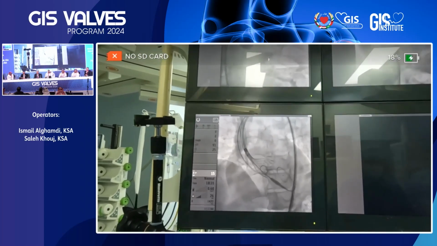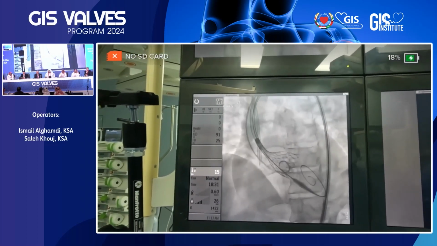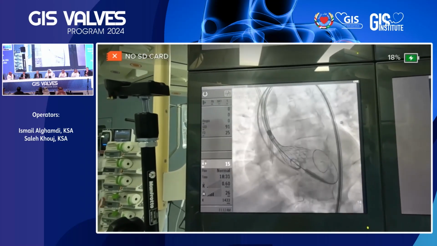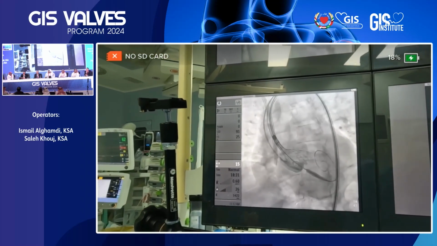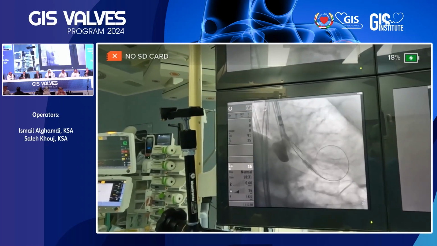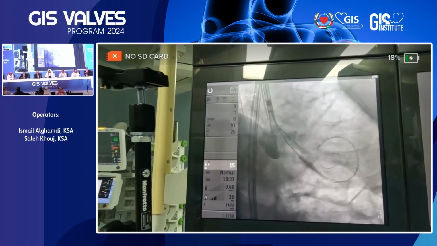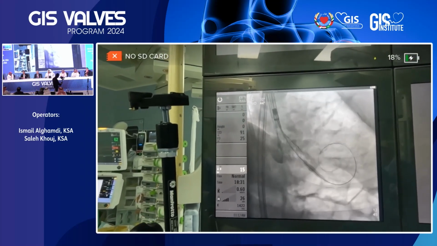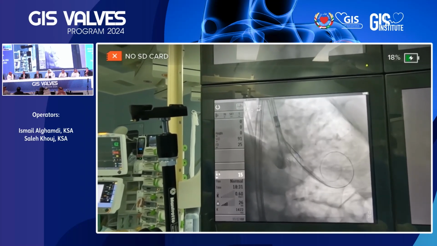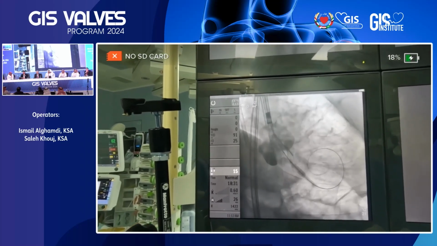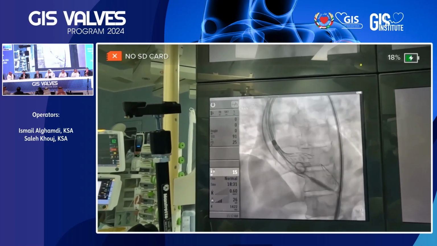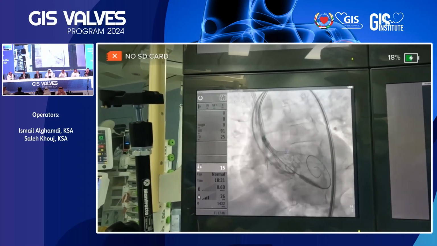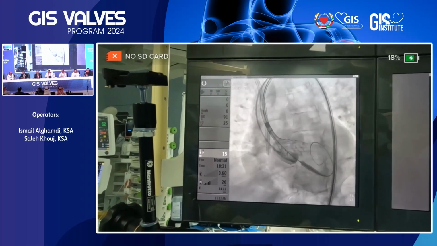Size 29. Great. So can you show us the view after you deploy? Go back. So this is the cusp overlap view. After opening the valve, maybe 60 to 70%, we were happy about that depth in the RAO caudal, in the cusp overlap. Next view. So this is the coplanar angle to show the left. Again, we were happy about the depth.